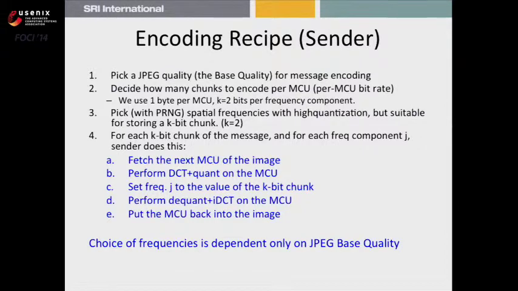We can also vary those frequency components using a pseudo-random number generator. That makes it a little more difficult to try and guess, for example, which components are being used. And then for each k-bit chunk of the message, really one byte chunk, we fetch the MCU, perform DCT plus quantization, and set the frequency components that we want, each 2-bit quantity, to each 2-bit chunk. And then dequant, inverse DCT, and then put the MCU back into the image.